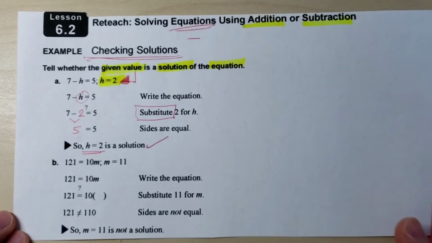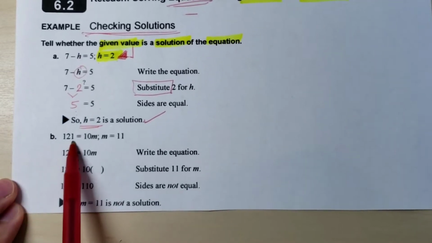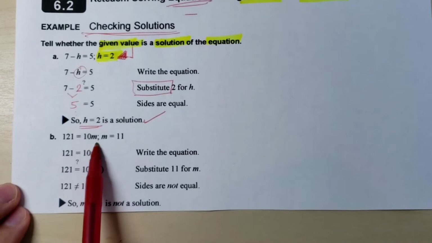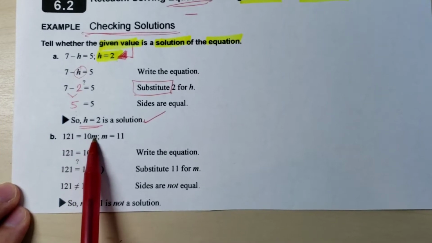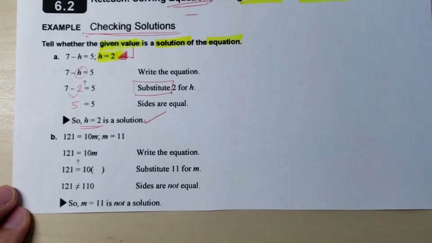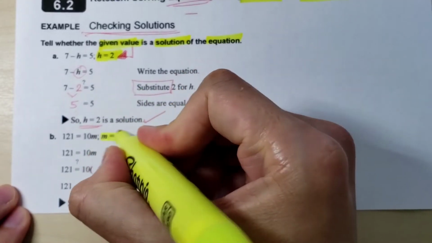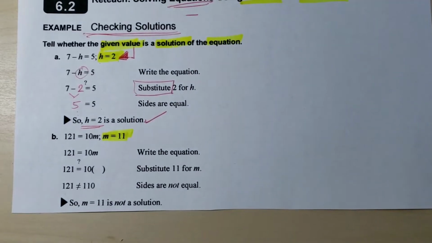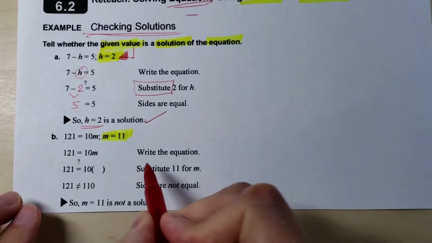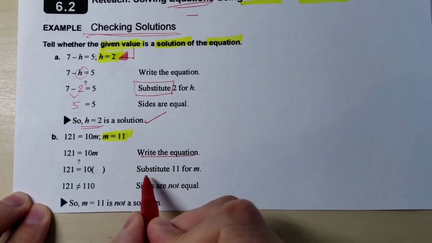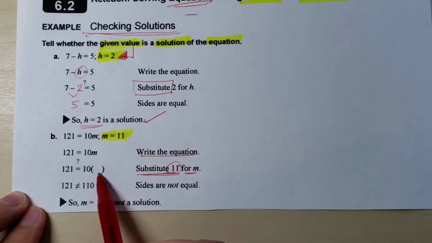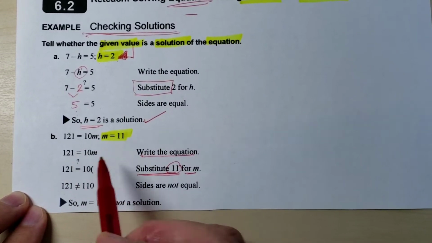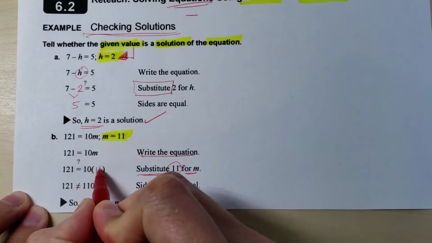Another example is 121 is equal to 10m. When you say 10m, it means 10 times m. 10m is a product, or an answer to a multiplication problem. The value of m given is m equals 11. Step 1, write the equation, then substitute 11 for m. So m becomes 11. Since 10m is 10 times m, I'm going to say 10 times 11.